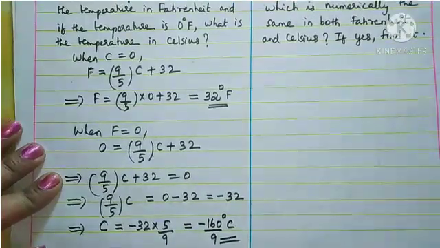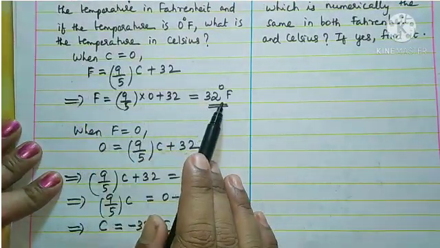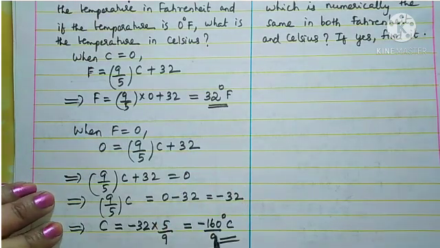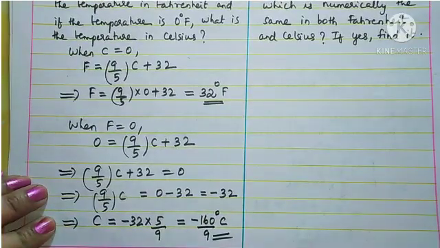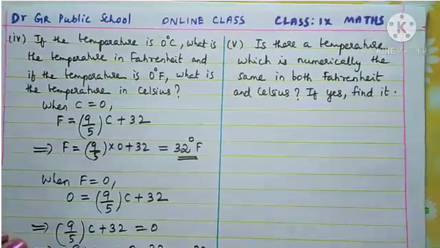Understood? So what is the meaning of this? When Celsius is 0, the Fahrenheit scale is 32 degrees Fahrenheit. And when F is 0, the value of C is minus 160 by 9 degrees Celsius. Understood? Okay. Now the last subdivision of this question.